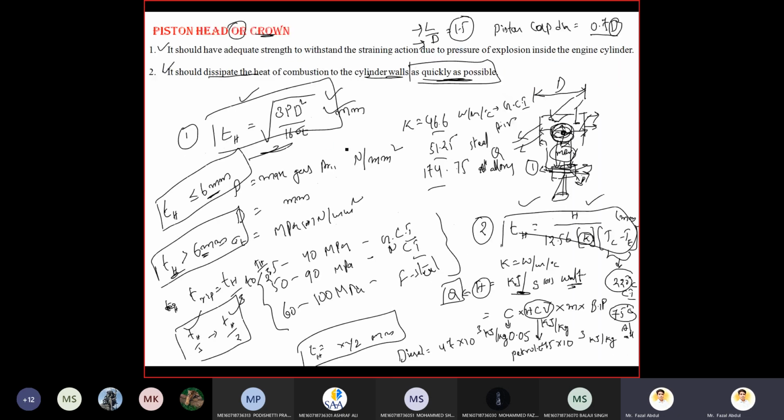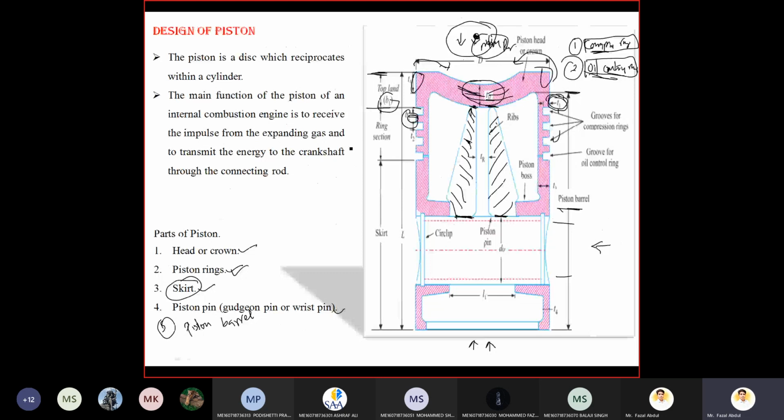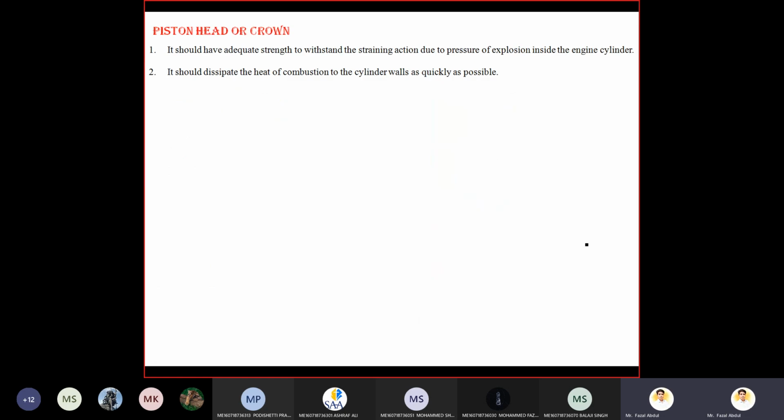Next one is the piston barrel. It is the cylindrical portion of the piston. The maximum thickness for this is denoted by T3. Piston barrel means the total cylindrical portion, from the bottom of the piston crown to the last end. So this is referred to as the piston barrel.